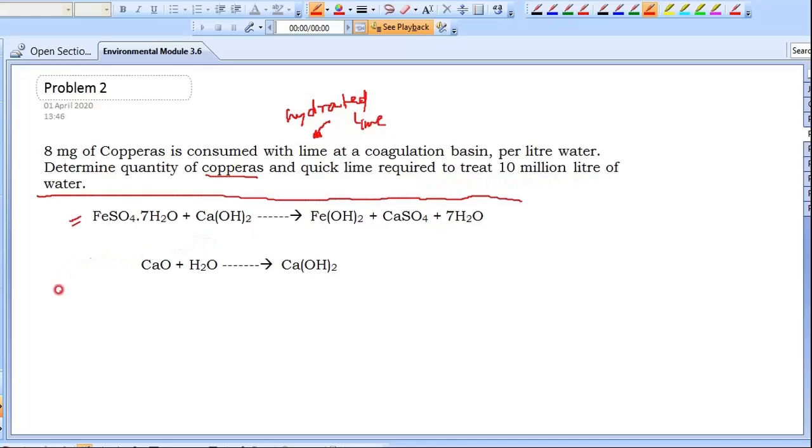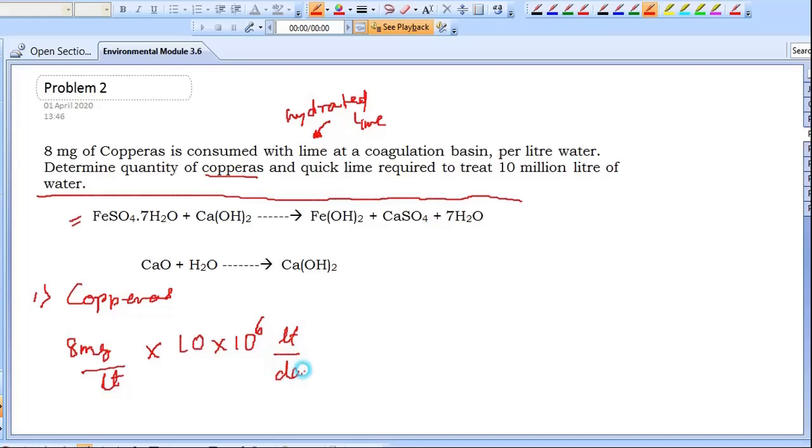The first part is very easy, that is the quantity of copperas. How much is the quantity of copperas? It is very easy, no? That is 8 mg they are adding for every liter. Then how many liters do we have? We have 10 million liters per day. Then this liter and this liter cancel. This is 8 into 10, 80.